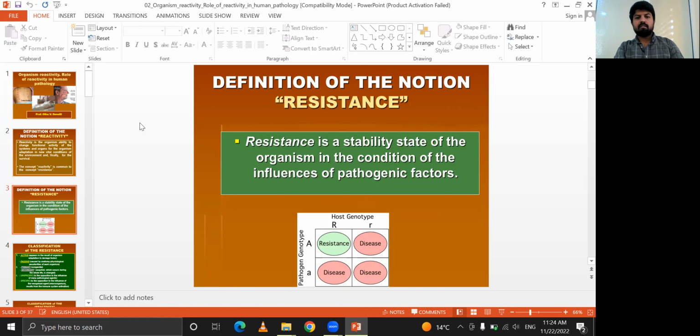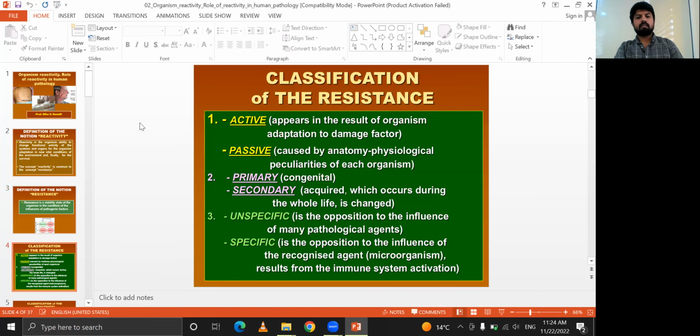Resistance is the stability state of the organism under the influence of a pathogenic factor, disease resistance. The classification of resistance is active resistance and passive resistance, based on the result of the organism's adaptation to the damaging factor. Passive means caused by the anatomical and physiological peculiarities of each organism.